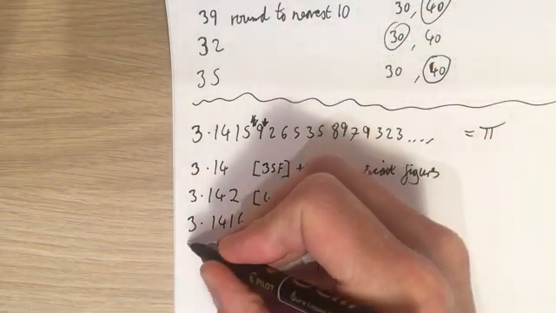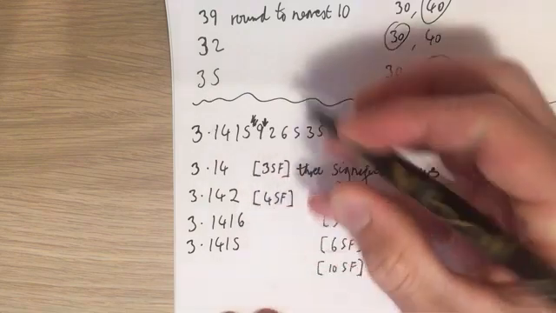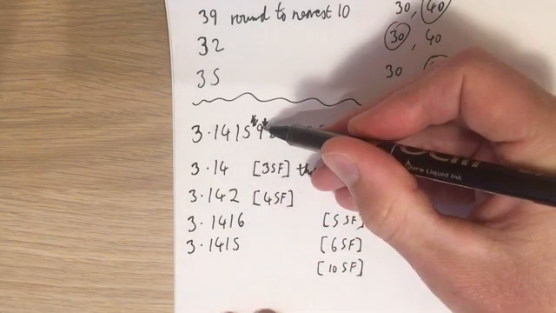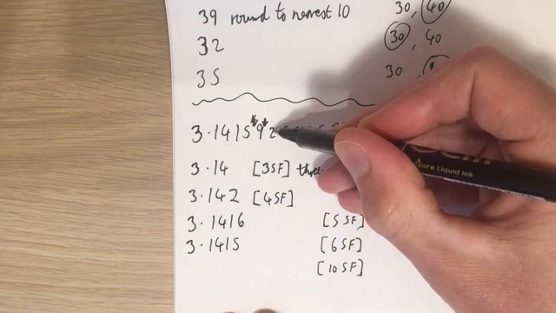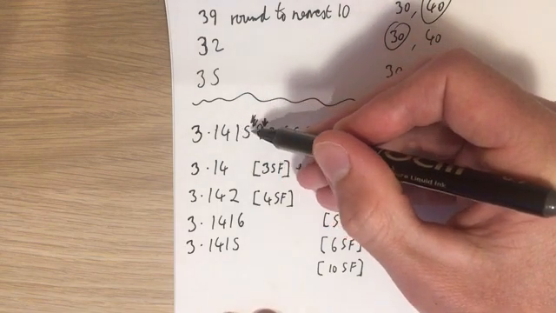Okay, so I'm going to have 3.1415. I'm looking at the 9. It stays a 9 because the next number is just a 2. It's a small number next, so it's closest to 3.14159.